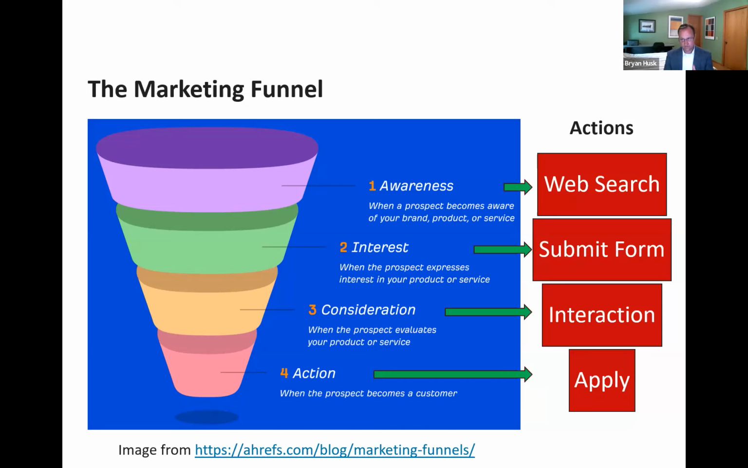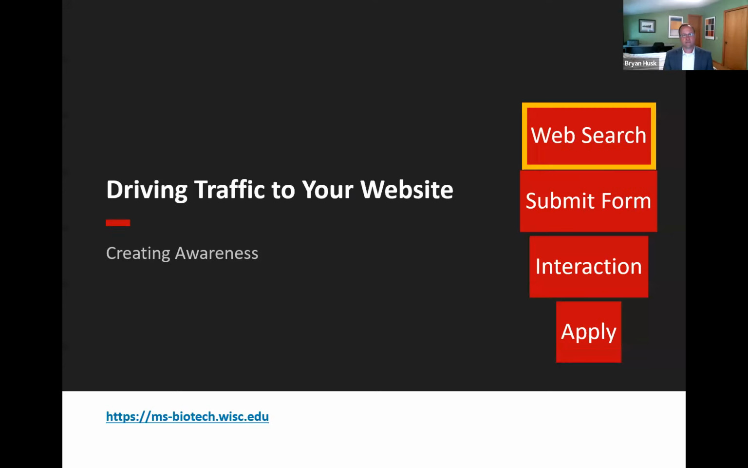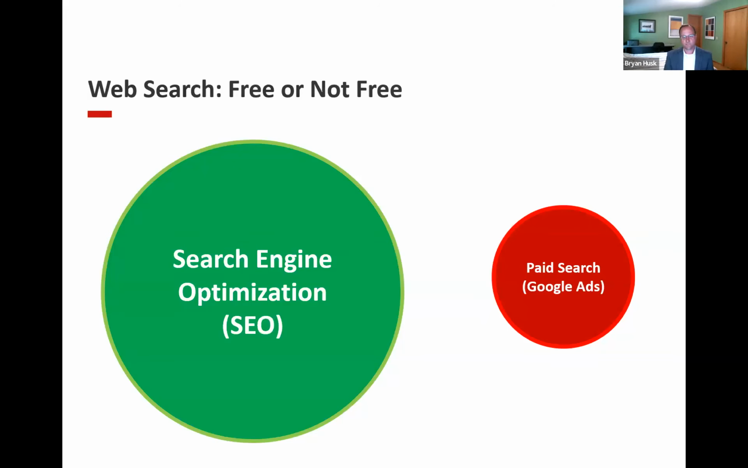I've translated these into the domain of web marketing and our website. Web searching is the awareness, like how you first heard about our degree. Then interest, maybe submitting a form to connect with the biotech program and talk to one of the directors. That's stage 2. Then 3 is the interaction, being able to connect with people, answer questions and create a dialogue, and then hopefully lead to folks applying for our program. So how do you drive traffic to your website? That's the awareness piece.